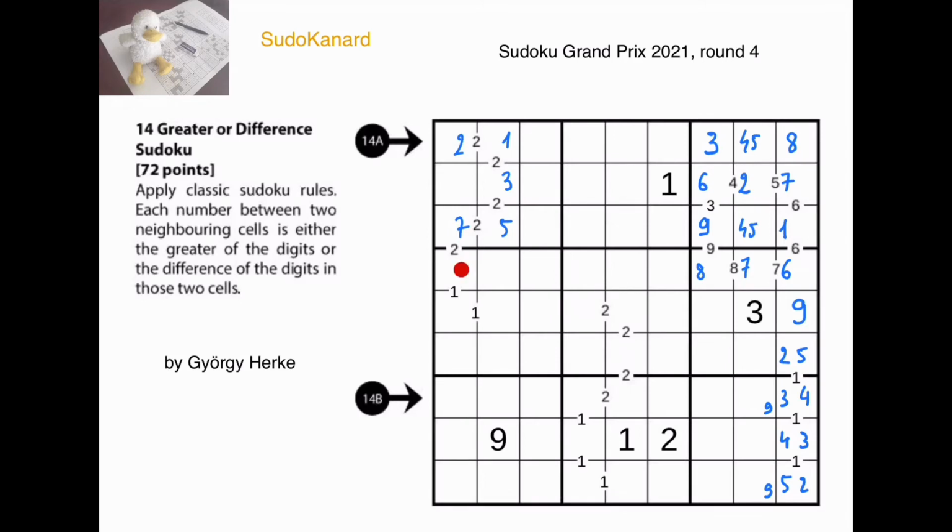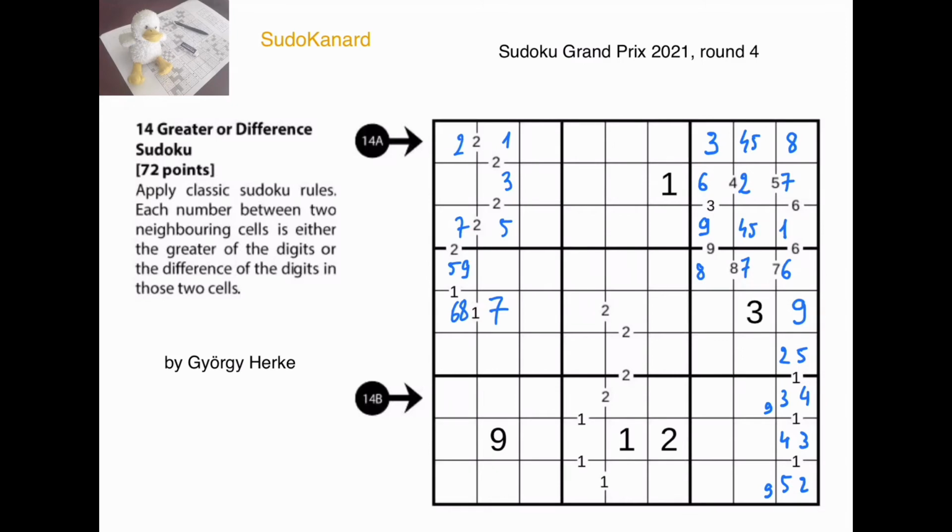And now this has to be 5 or 9. 1 is the difference. So this is an even digit, which can be 4, 6, or 8. And this is an even digit, this is an odd digit, sorry, and it can only be 7. So we remove 4 from the options in this cell.